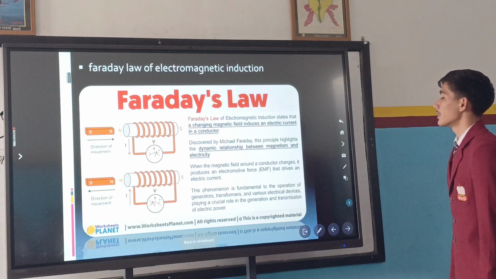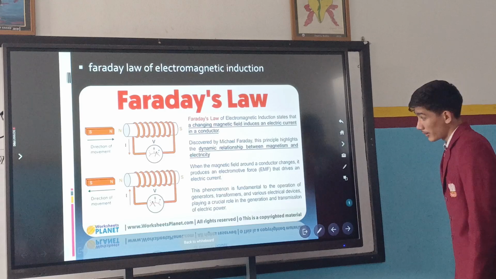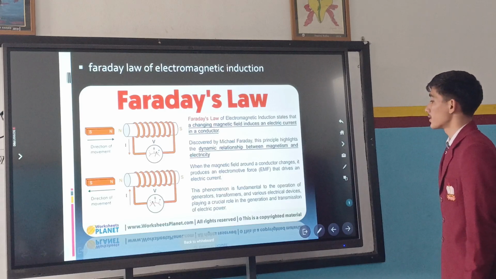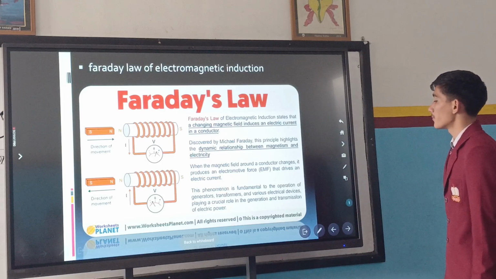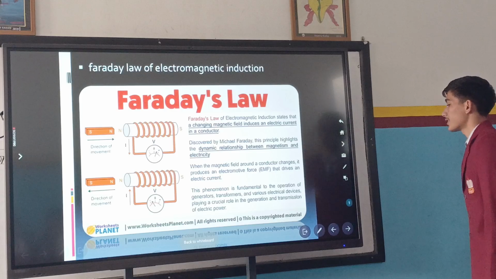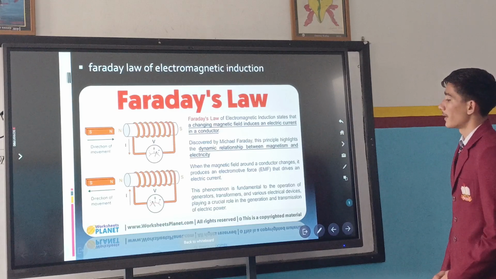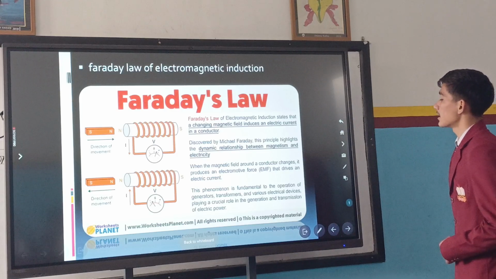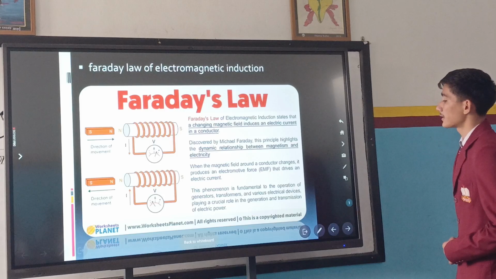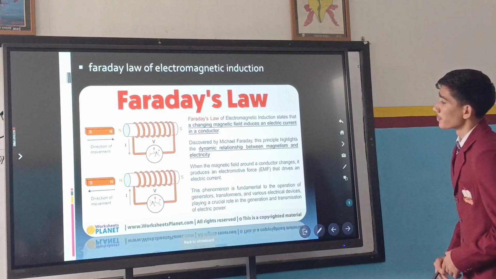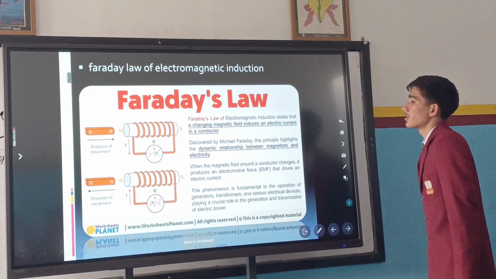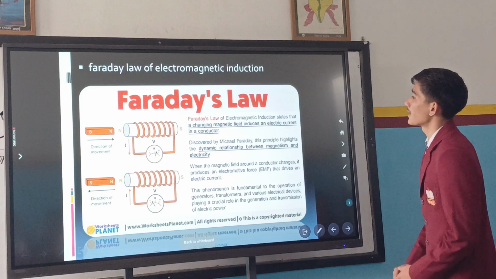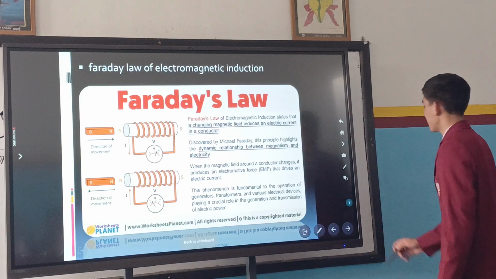This phenomenon is fundamental to the operation of generators, transformers, and various electrical devices, playing a crucial role in the generation and transmission of electric power. As shown in the figure, this is how Faraday's law works.